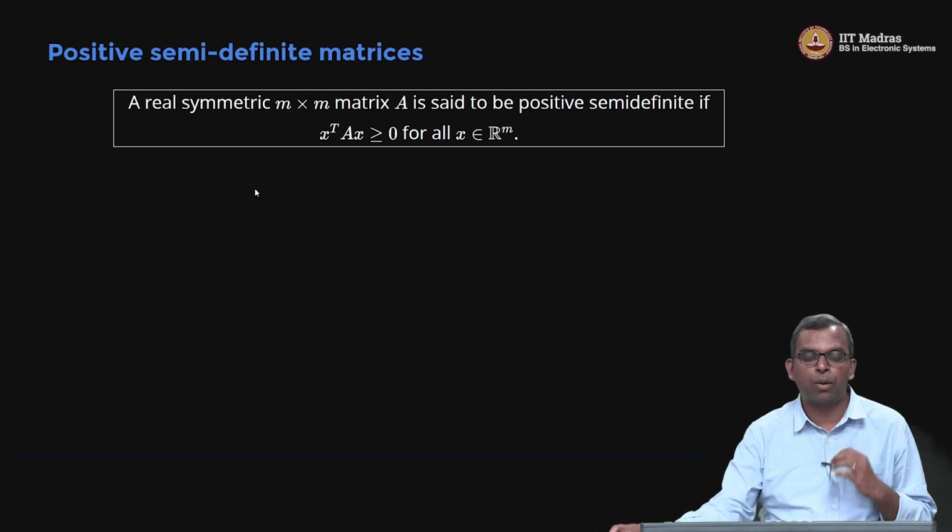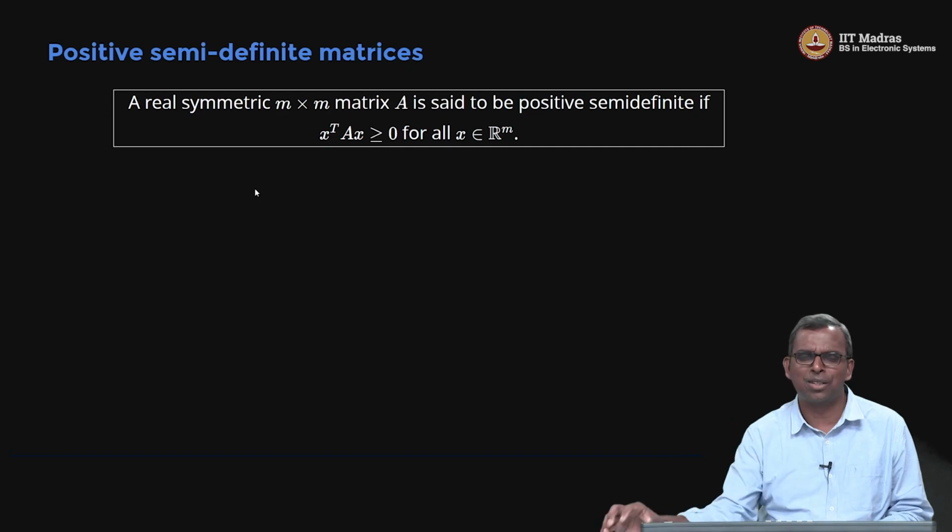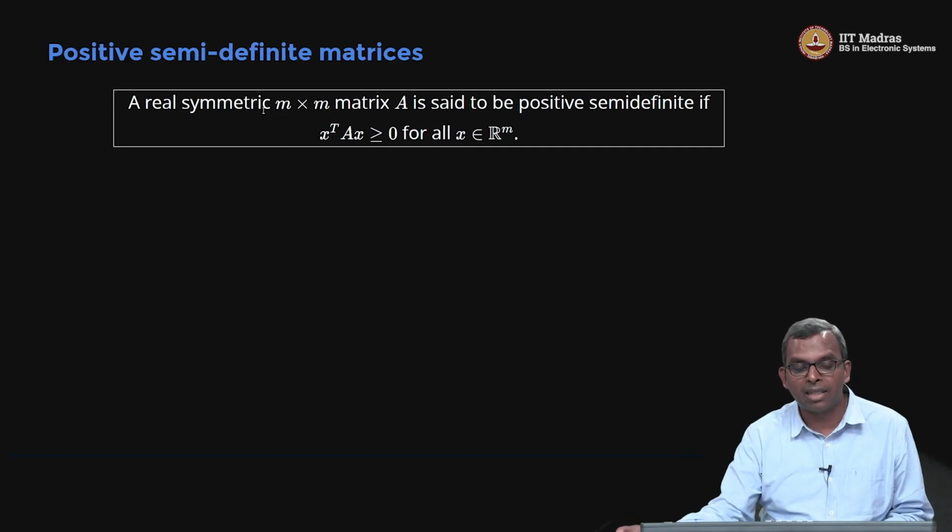Okay, so let me define what a positive semi-definite matrix is. It looks like a complicated word, but you will see the definition is quite simple. If you have a real symmetric m by m matrix A, this matrix A has to be real and symmetric. Okay, so that's how I am starting. It is said to be positive semi-definite if the quadratic form x transpose Ax is greater than or equal to 0 for all x in R^m.